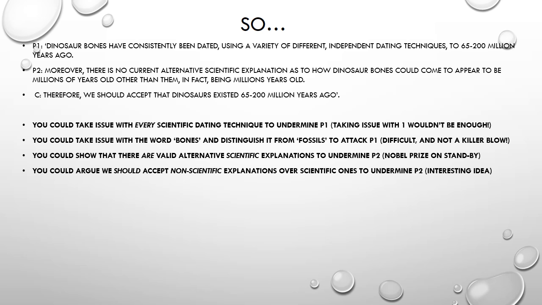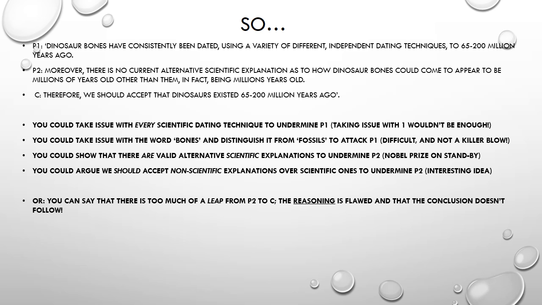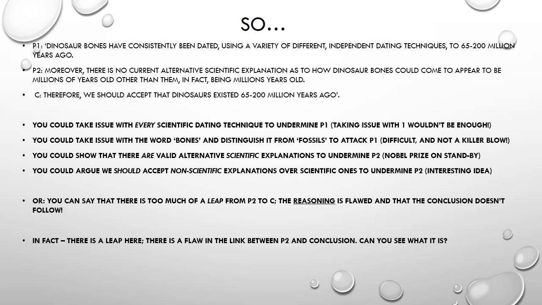Okay, but I think the real thing here, to get to the crux of what an argument is and how it works, is that you could say there's too much of a leap, that the conclusion doesn't follow from those two claims, even if they're true. And if you're grasping that, then you will really grasp what arguments are and how they work, and how we can apply this to literary texts. And in actual fact, there is a leap. I've purposely constructed an argument that doesn't quite work. The reasoning is flawed between P2 and the conclusion. So the reasoning is flawed in the argument.